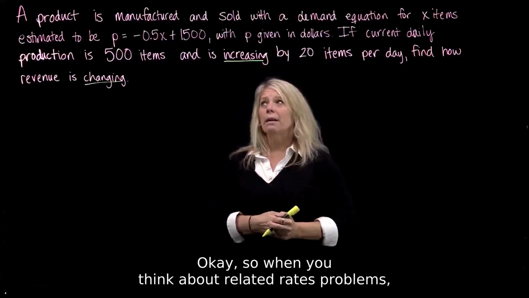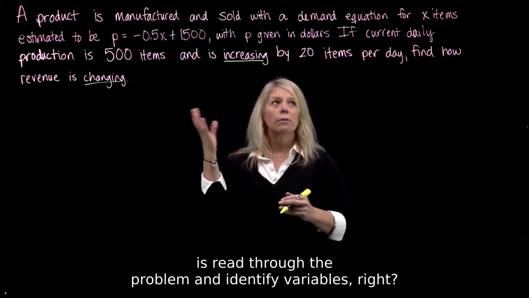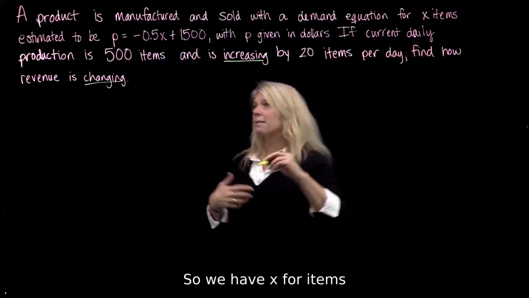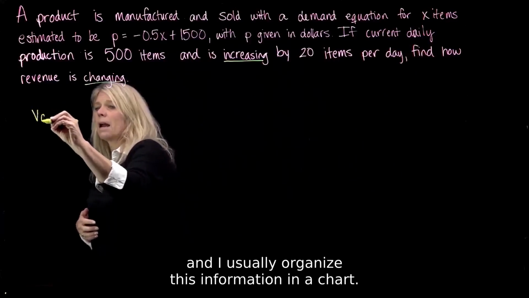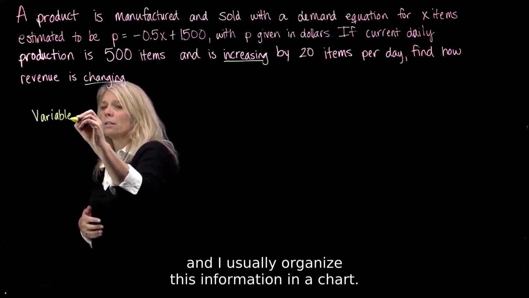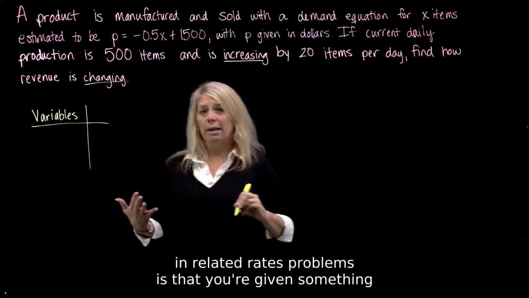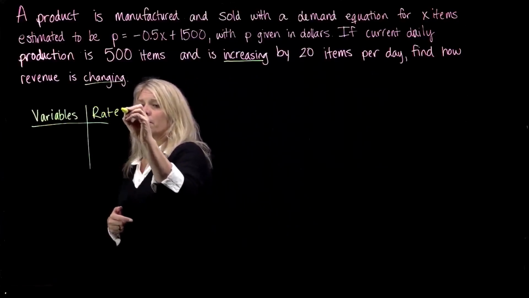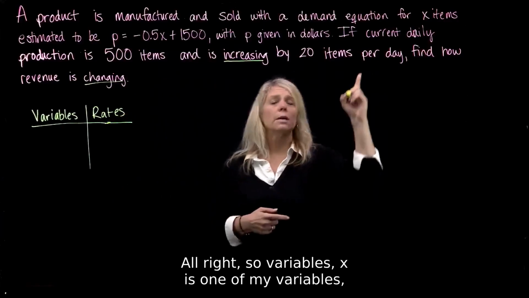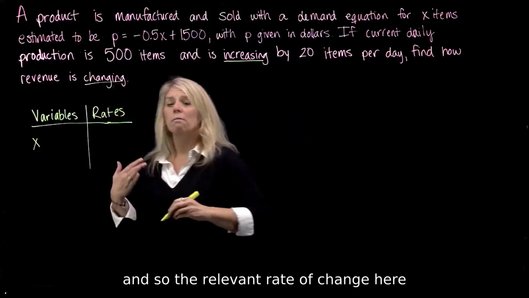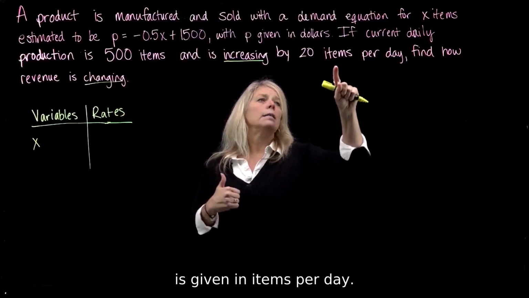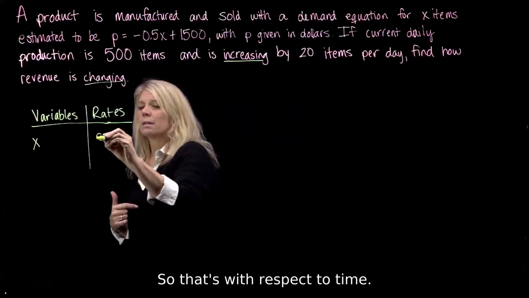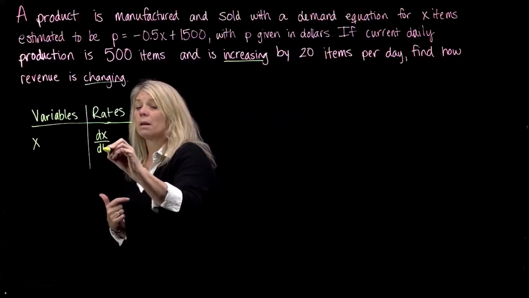Okay, so when you think about related rates problems, one of the things that you want to do is read through the problem and identify variables, right? So we have X for items, and I usually organize this information in a chart. Variables, and then the other thing in related rates problems is that you're given something about rates of change. All right, so variables, X is one of my variables, and so the relevant rate of change here is given in items per day. So this would be the rate of change of X. So that's with respect to time.